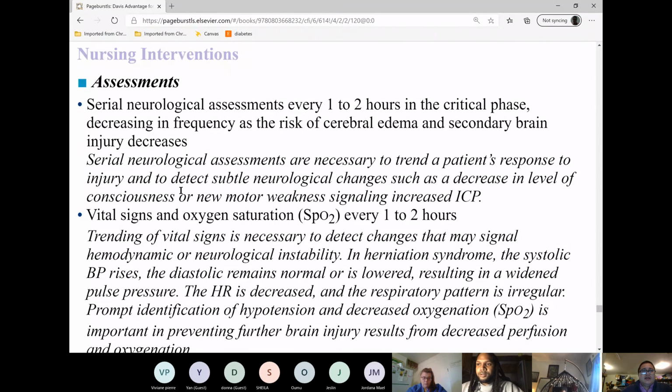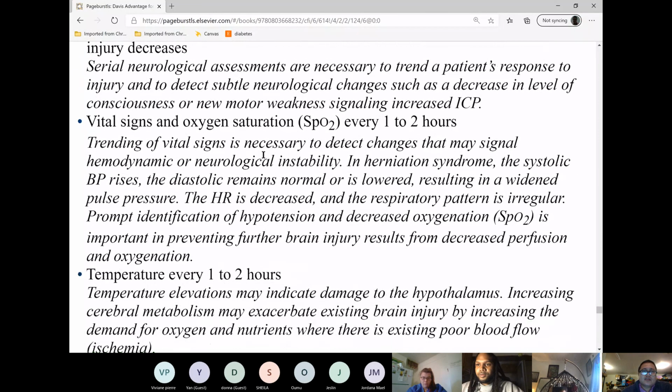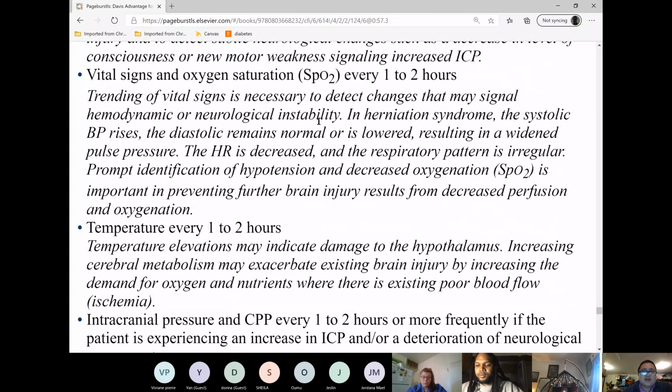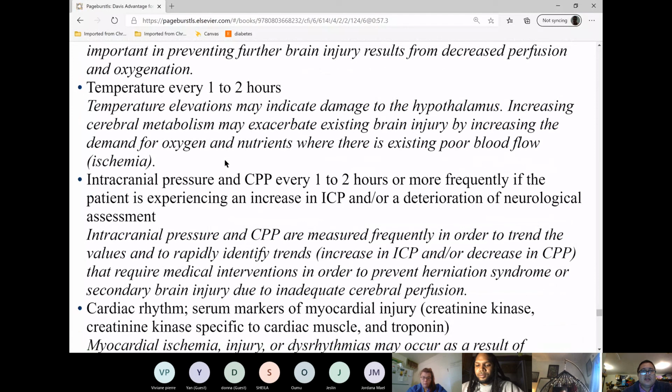Okay. All right. So neuro checks every 1 to 2 hours. Vital signs monitoring, the same frequency, 1 to 2 hours. Temperature. Okay, this wasn't mentioned earlier, but here it is. What is the effect of high temperature on blood vessels? Vasodilation. Okay, so will that increase blood volume to the brain? Yes. Will that increase ICP? Yes. Okay. Some hospitals even do therapeutic hypothermia because of that reason.